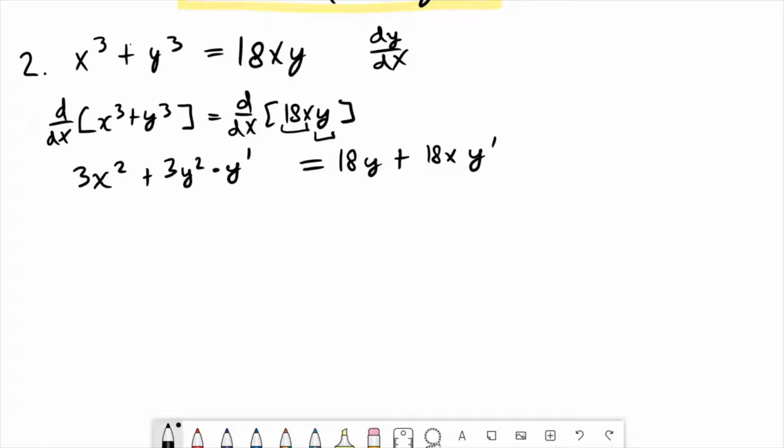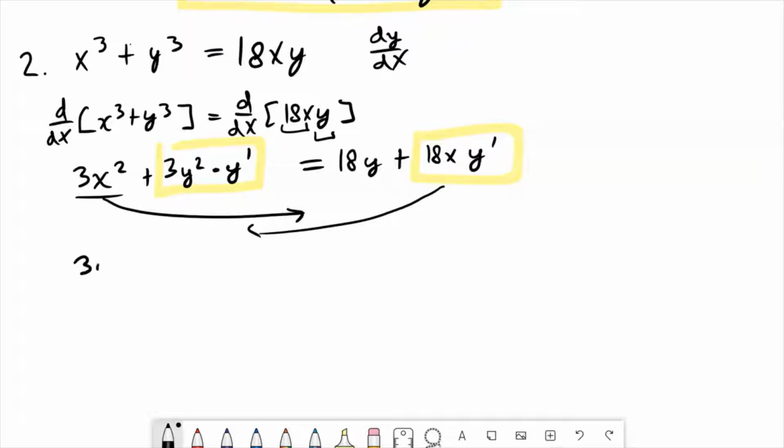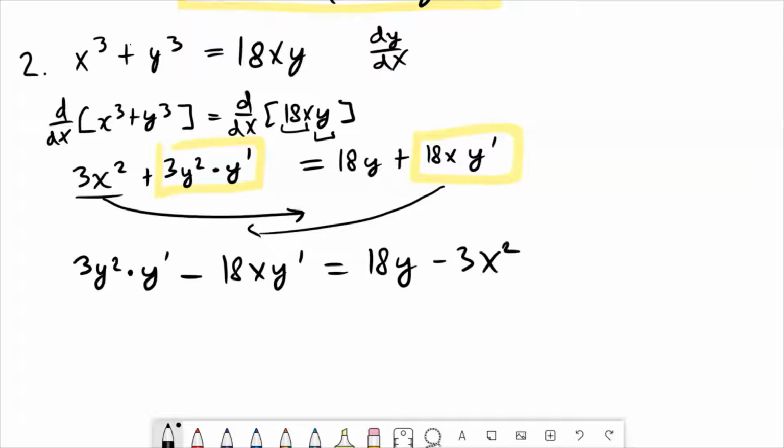Now our next step is to group all the terms with y prime, so I'm going to box them in highlighter. We have this term, and we have this term. And now I want to bring them to one side of the equation. Let's bring them to the left, because I typically do it to the left. So that means we have to bring this over, and we have to bring this over. So now we have 3y squared times y prime minus, since I'm bringing this over, 18x y prime is equal to 18y, and then I brought over 3x squared.